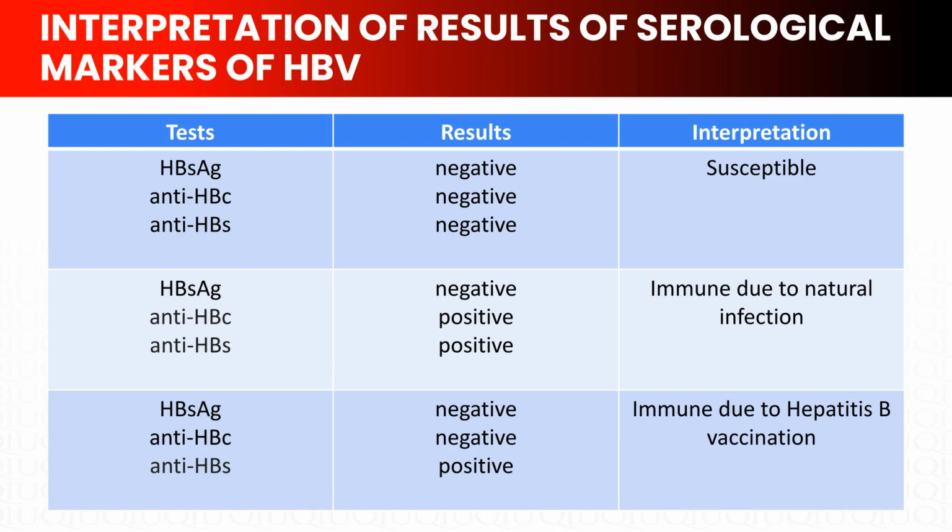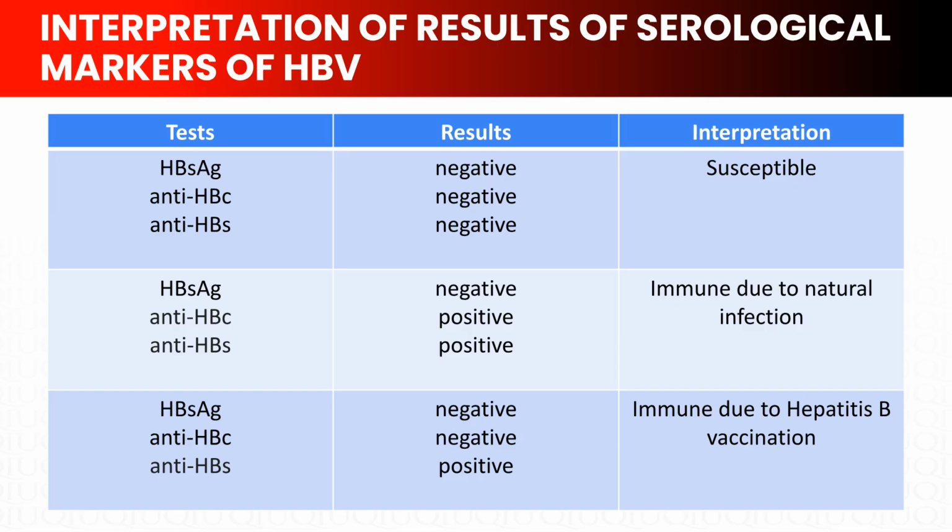Now let's interpret serological results. This is crucial for clinical practice. I'll go through several scenarios. First scenario: all tests negative, HBsAg negative, anti-HBc negative, anti-HBs negative. This person is susceptible. They've never been infected and have no immunity. They need vaccination.